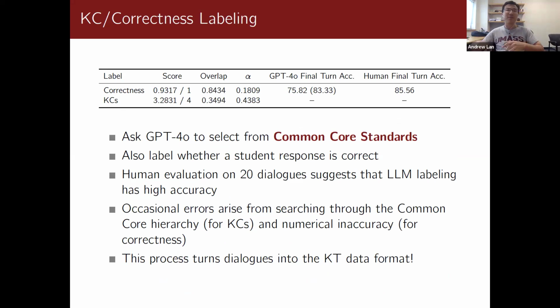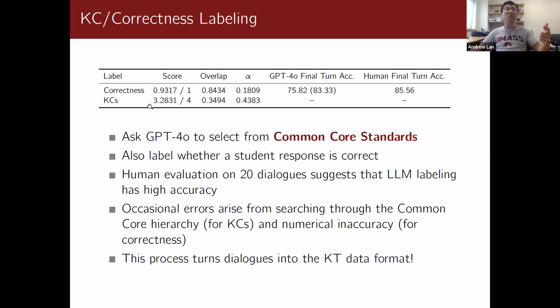Here, first of all, are some results on the labeling task. We asked GPT-4o to select from Common Core standards. We have to do some filtering since Common Core doesn't cover calculus, but in the Khan Academy data set there are some calculus dialogues, so we throw them out. We also ran a human evaluation on a subset of 20 dialogues, where we found that LLM labeling has pretty high accuracy, especially on correctness, similar to Khan Academy's original findings.